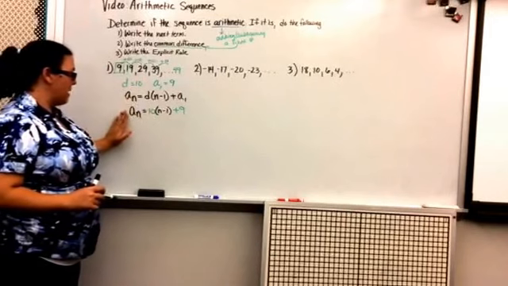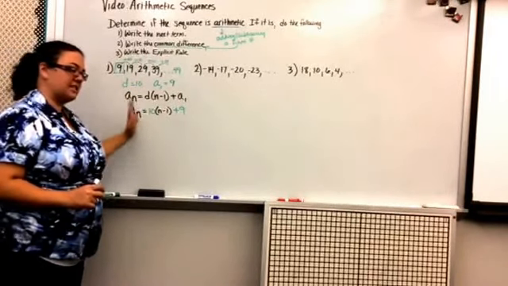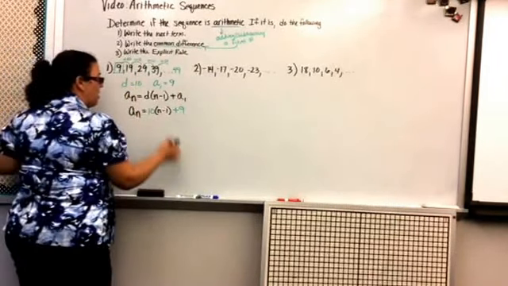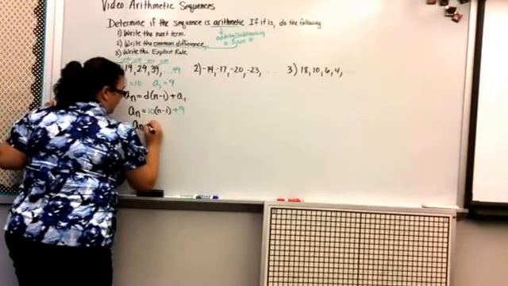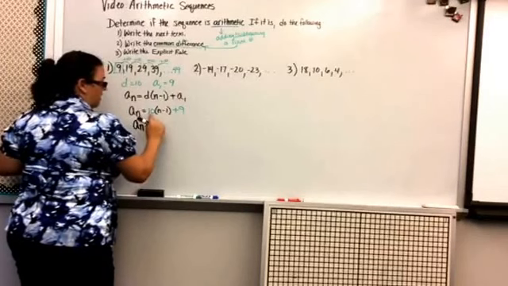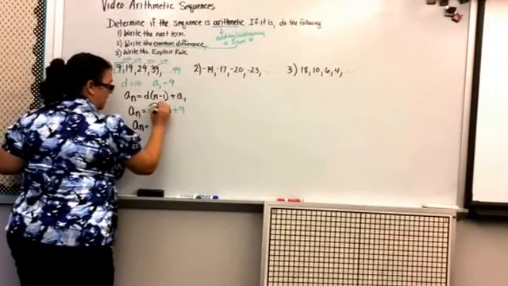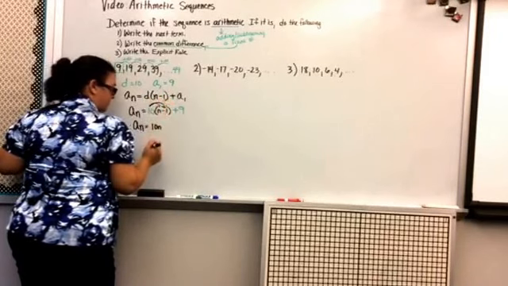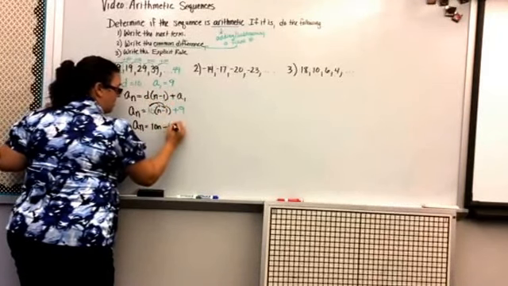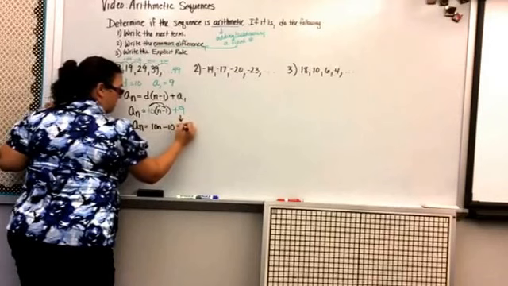The a sub n on the left side and the equals are just going to stay in every row of work that I do, and I'm going to simplify this side. So I'm going to start with a sub n equals, then I've got 10 times n, which is 10n, then I've got 10 times negative 1, which is negative 10, then I'm going to bring down this positive 9.